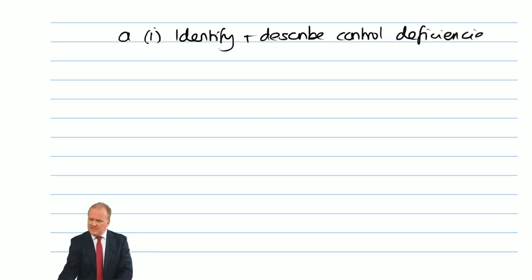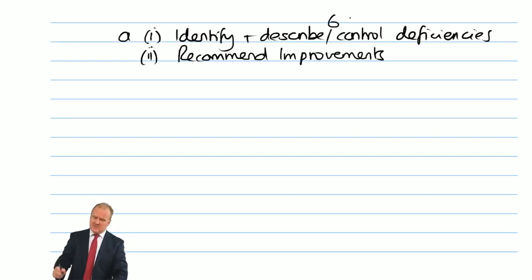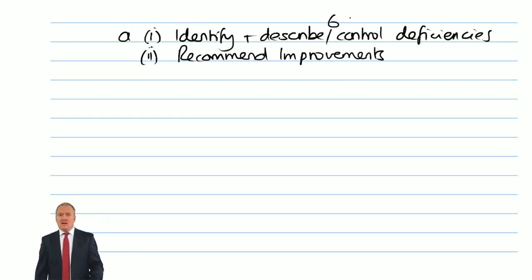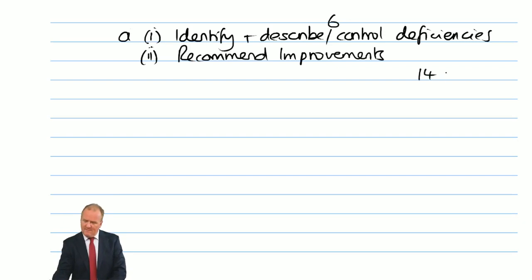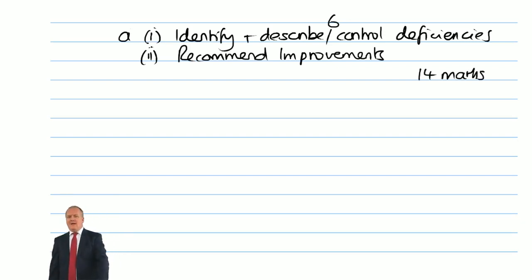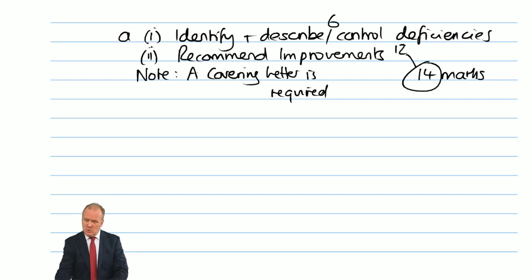So if you get a question that looks like this, actually let's have a number in there. 6 control deficiencies, recommend improvements. That question might be worth 12 marks because 6 deficiencies, 6 improvements. Fairly obvious. But it might be worth 14 marks. And the reason it might be worth 14 marks is it will say, note, a covering letter is required. Meaning that that 14 is 12 marks for that lot, and the other 2 is for the covering letter.